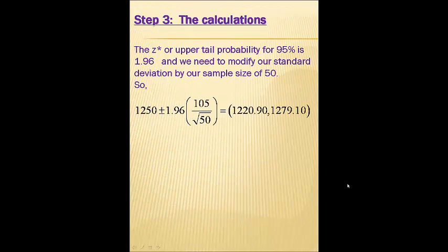The z-star, the upper tail probability for a 95% interval is 1.96, and we've seen that several times. We need to modify our standard deviation by our sample size of 50, so you want to make sure that it's 105 divided by the square root of 50. So our confidence interval looks like this. It's 1250, that's our mean, plus or minus 1.96, we got that from the 95% confidence level, times the standard deviation divided by the square root of the sample size. And we get 1220.90 and 1279.10. You want to make sure that you don't flip those around, all right? Because as you would see them on a number line, they're numerically increasing. So make sure that you report them that way.